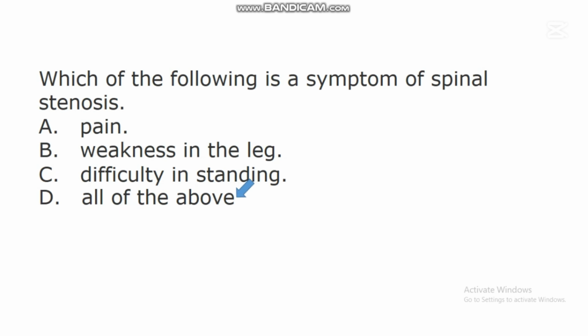All of the above. There are many symptoms of this problem called spinal stenosis. Studies have shown that when an individual is suffering from this problem, he or she will experience body pain, there will be weakness in the leg, and there will also be difficulty in standing. All these things are various symptoms of this problem called spinal stenosis in humans.